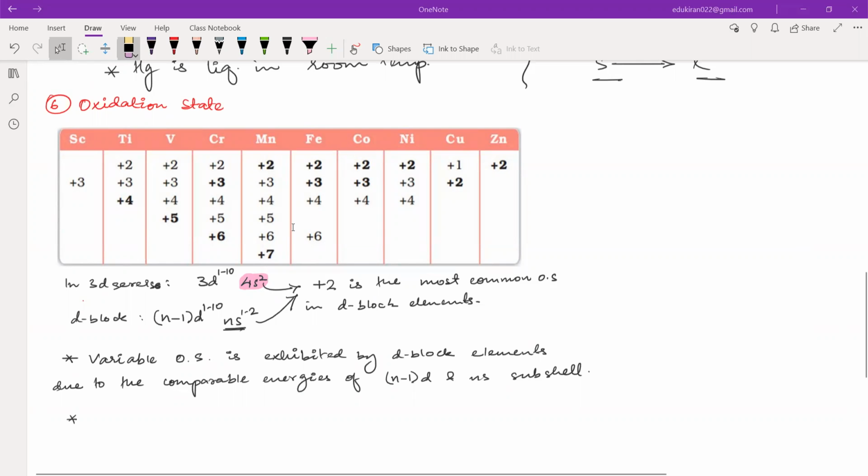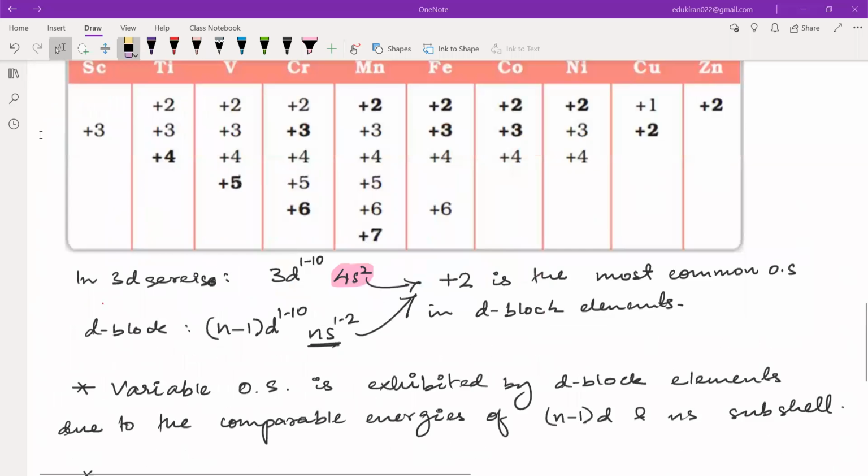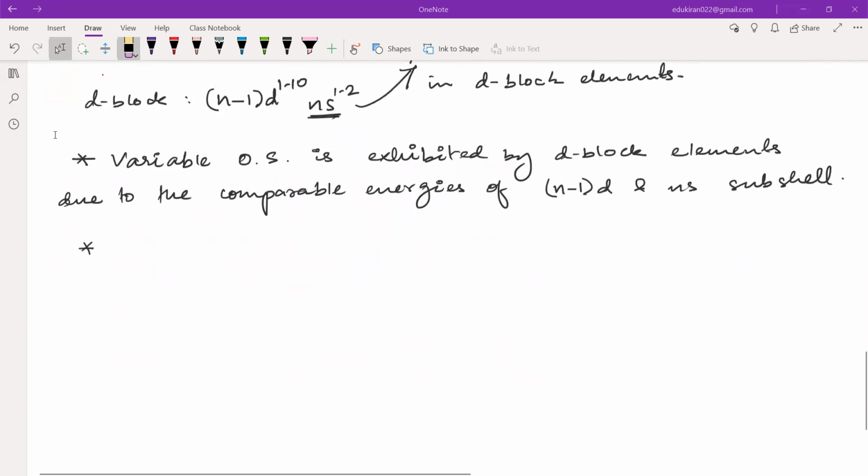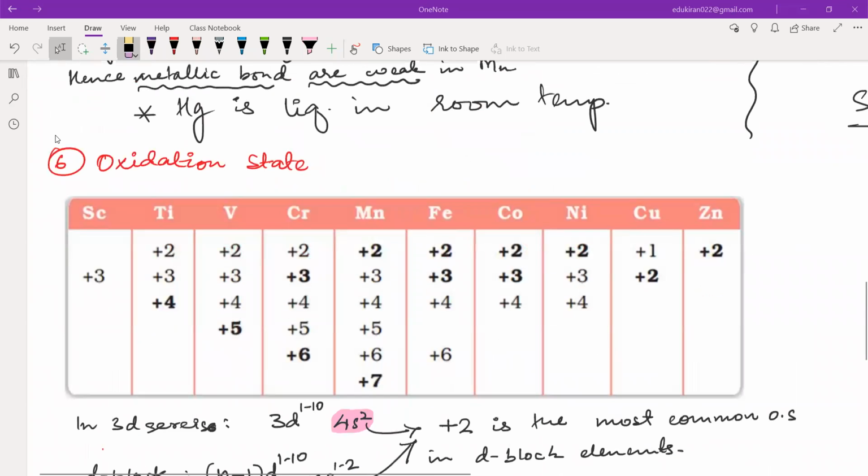Right, next point here. The variable oxidation state is exhibited due to the participation of comparable energies of (n-1)d and ns subshell. Next, when I look at scandium, one of the observations is that it doesn't have any +2 oxidation state. It has only +3. But after this, we have +2 oxidation state.